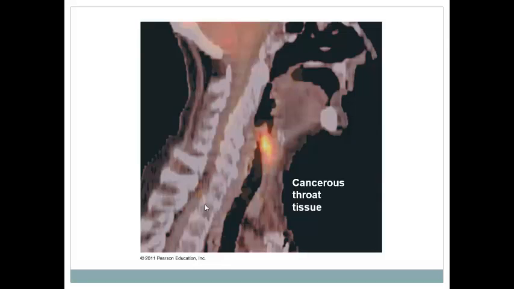What we do is we inject the individual with a form of radioactive glucose. Cancer cells absorb or take in a huge amount of glucose. So this glucose that has been injected into the body that is radioactive is going to travel to all the cancer cells that are then going to take it in. This radioactive glucose gives off energy, and a particular type of scan called a PET scan picks up that energy and can be used to find tumors throughout the body. Here we see an example of cancerous throat tissue that has been found using a PET scan and a radioactive isotope of glucose.